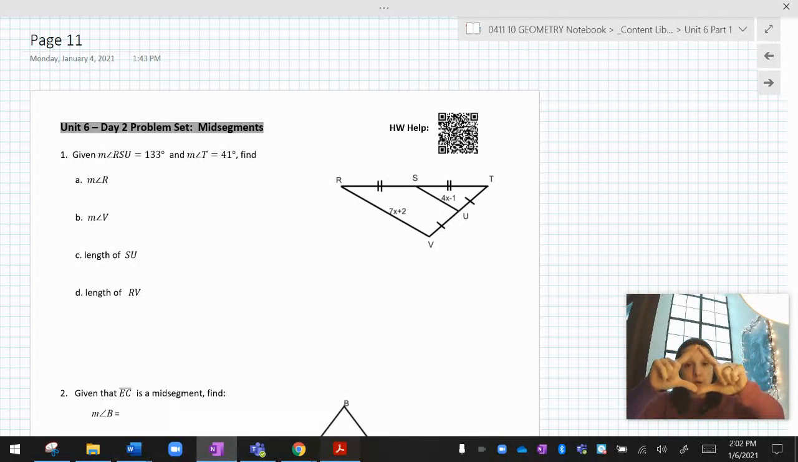If you have a triangle and you connect 2 of the midpoints, you get a midsegment. That midsegment in the middle is going to be half the length of the bottom, and it's going to be parallel to the bottom, so you get a bunch of equal or supplementary angles.